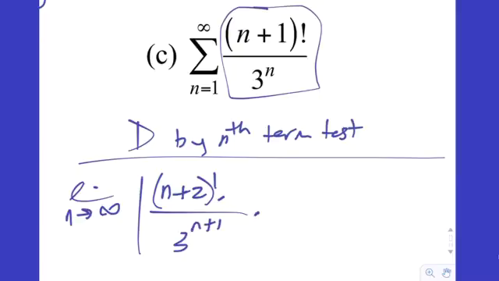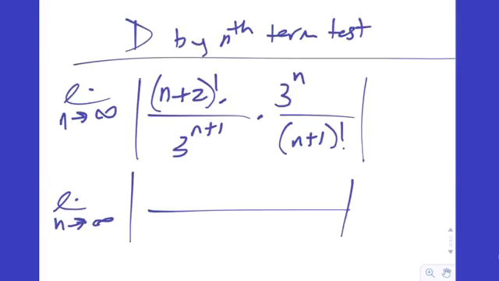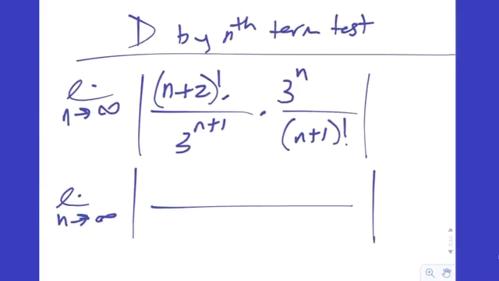And then divided by n factorial means times its reciprocal, 3 to the n over n plus 1 factorial. So to do a little bit of housekeeping, let's focus on the factorials first this time. Remember, to divide out factorials, you go to the one that's larger, n plus 2 or n plus 1. Which one's larger? n plus 2. And we write it in recursive form.